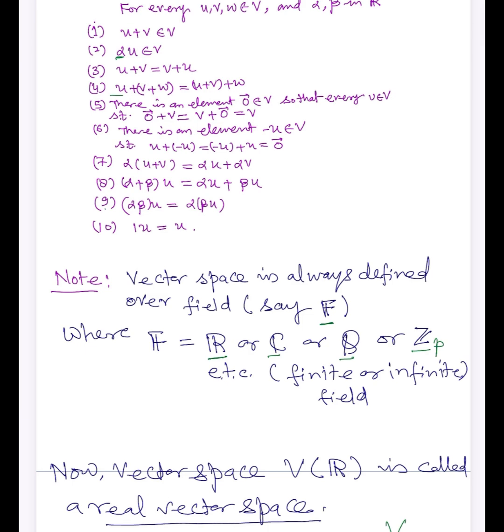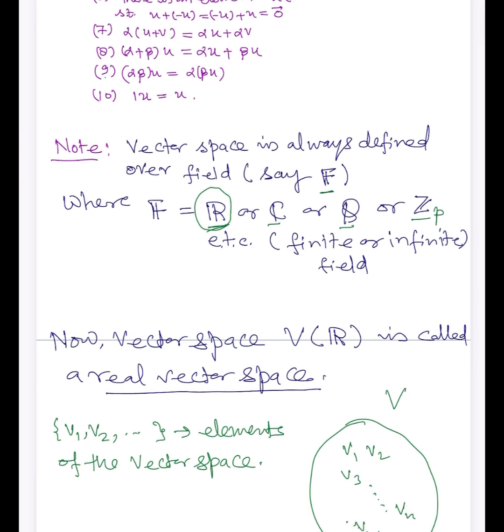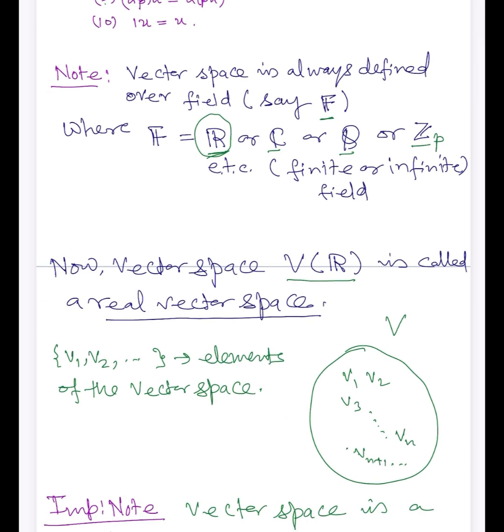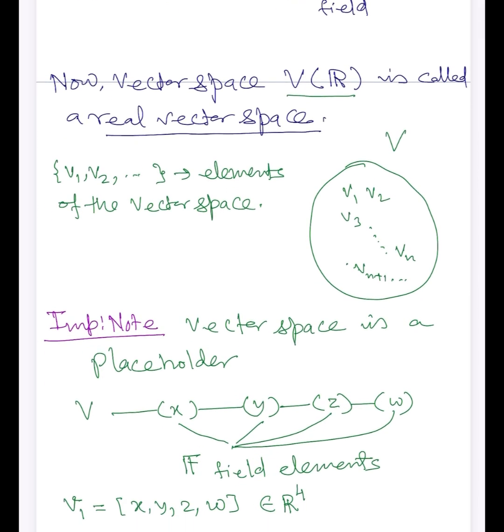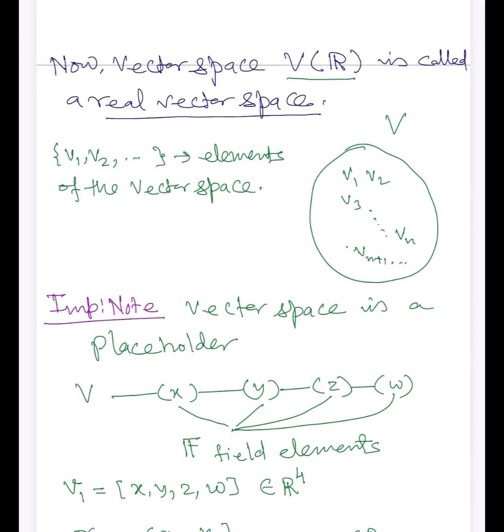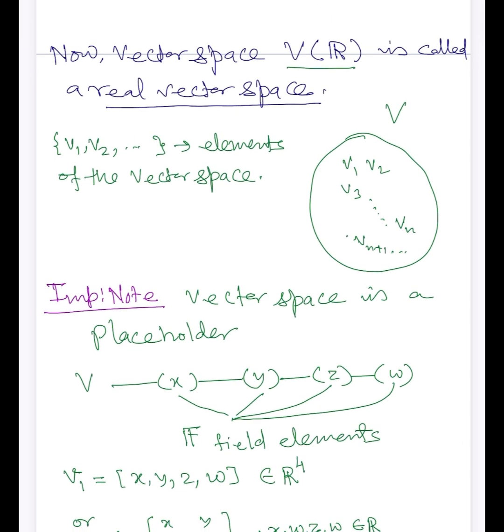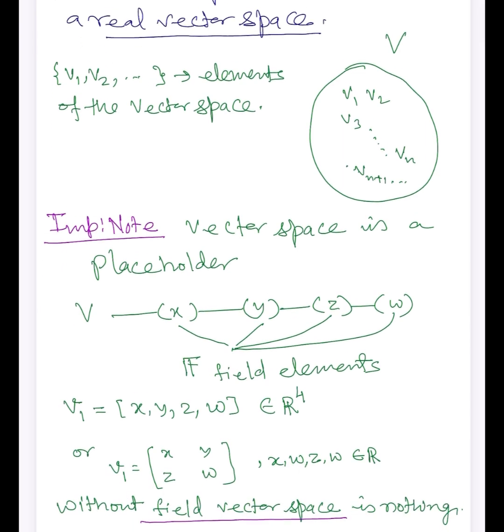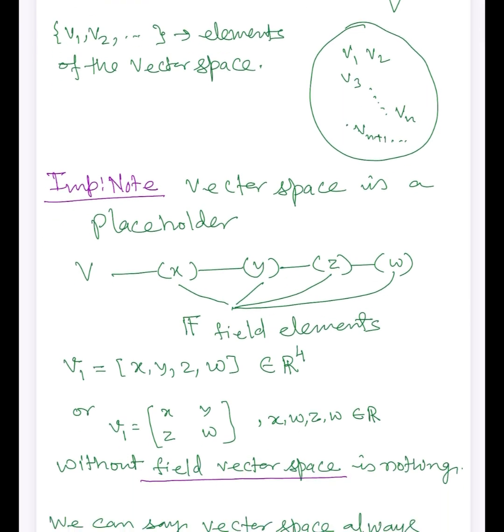So in our discussion, we are going to talk about only the real vector space. Now, a real vector space is denoted as V defined over R. And what does the vector space look like? The vector space has elements v1, v2, v3 and so on. And how are the elements being defined?